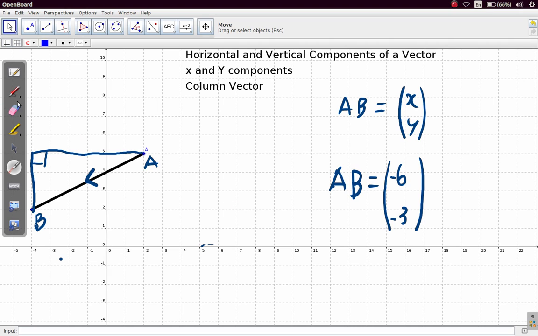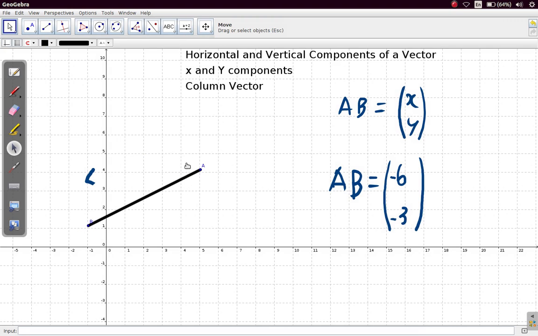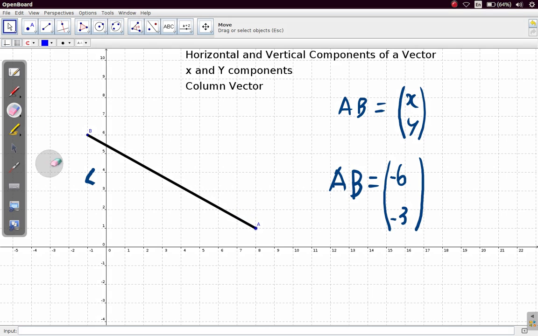Let's look at one more scenario we have here. Suppose we, let's say, have this situation. That's the situation we have now. It's going to change, so let me erase these things here. And we start from A and end up at B. So we are going this way. This is a vector AB.